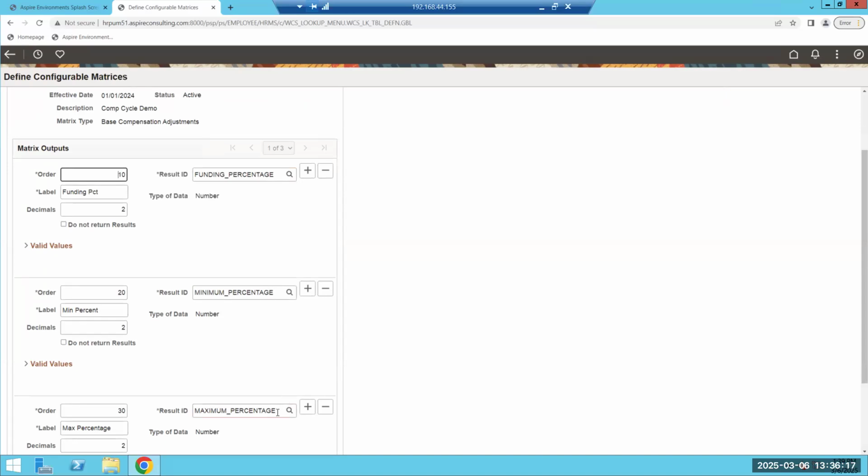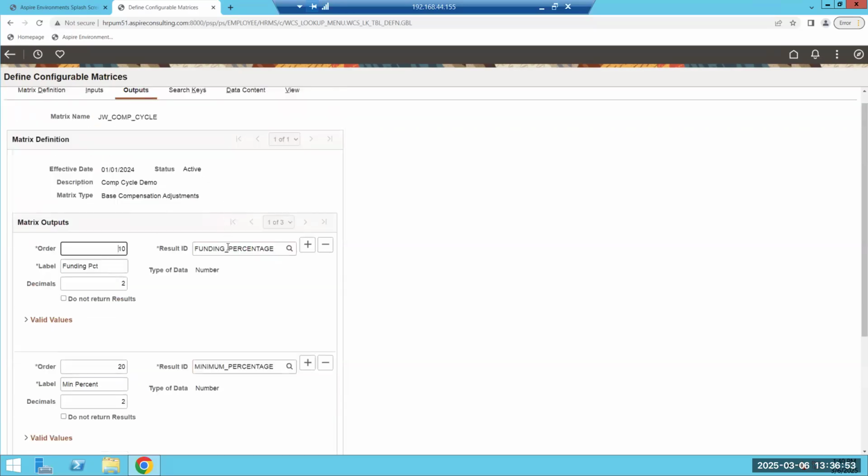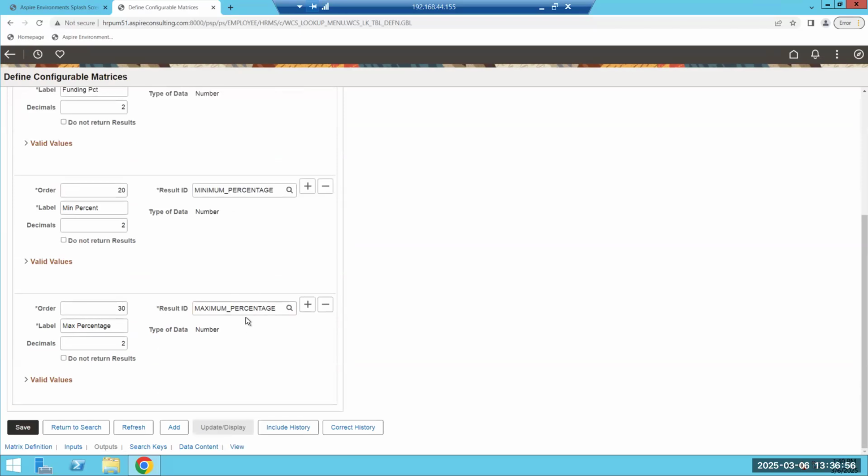Minimum percent and maximum percent provide a range: if a manager is planning and they put something lower than the minimum percent or higher than the maximum percent, it will give them a warning message. It is just a warning, though. It will not stop them. But it'll give them a warning message if they go outside the min-max range on the percent increases. So these are the output fields that your matrix has to have: funding percent, minimum percent, maximum percent.